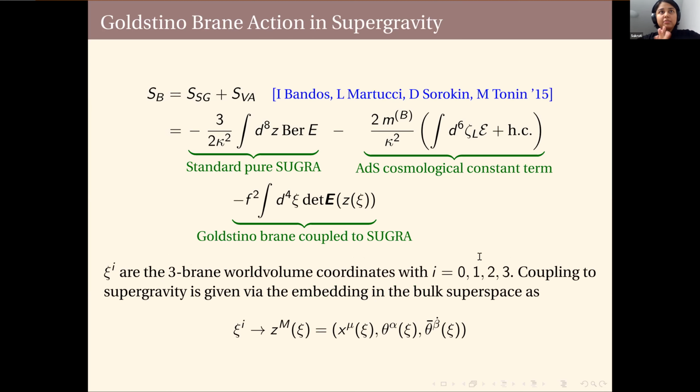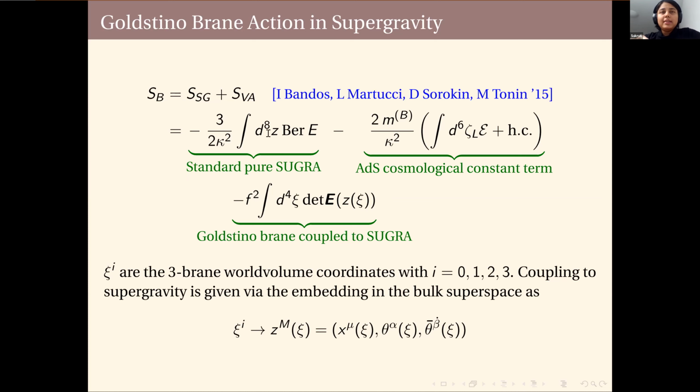Now I will explain another method, which was used by these people based in Padua. Their action can actually be written as a sum of 2 different parts. The first one is this one, the SG stands for supergravity here. So the first part is the standard pure supergravity action. Here, kappa square is Newton's constant.